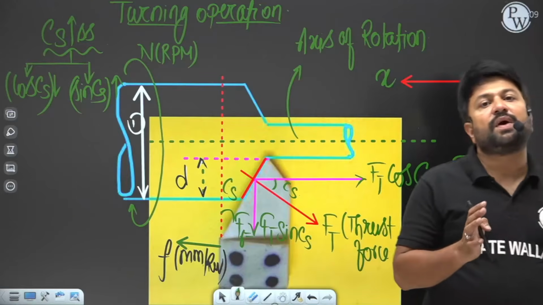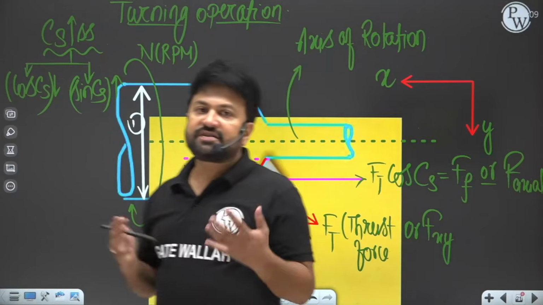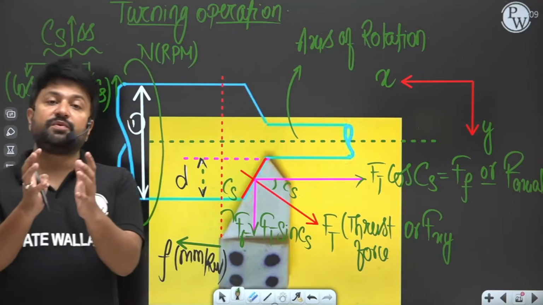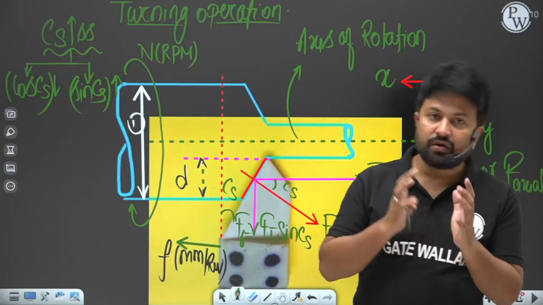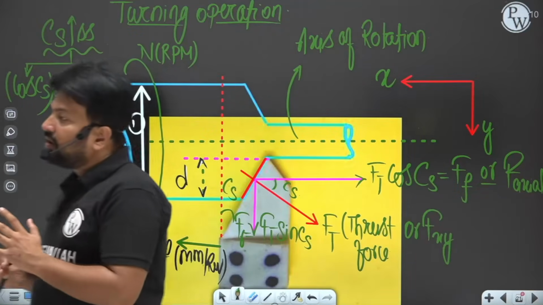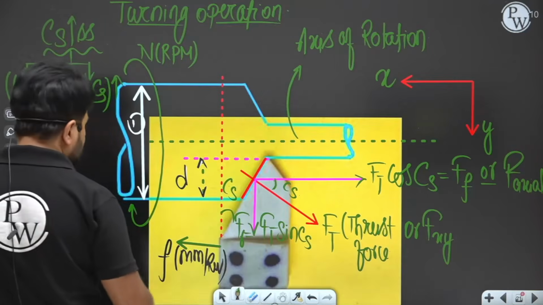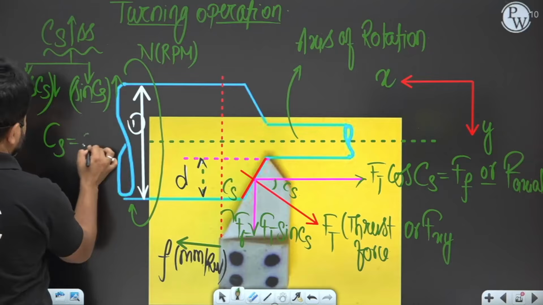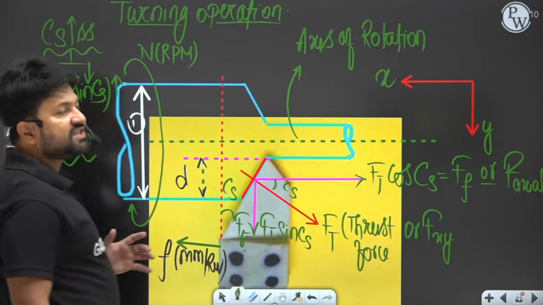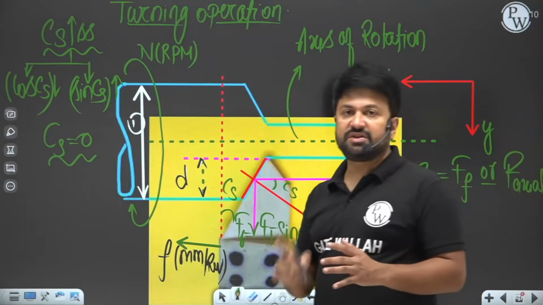At its increased value, it produces a thinner and wider chip that will distribute the cutting heat, so you can say it is going to increase the tool life. Also, there is an exception: a zero side cutting edge angle, when Cs is zero. It is a special case.